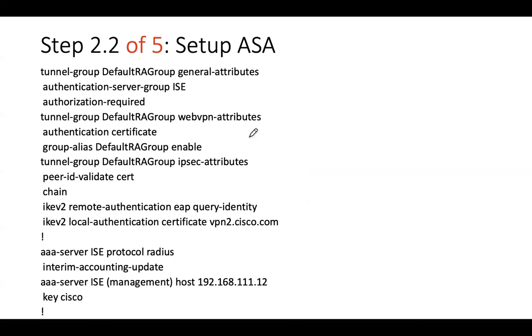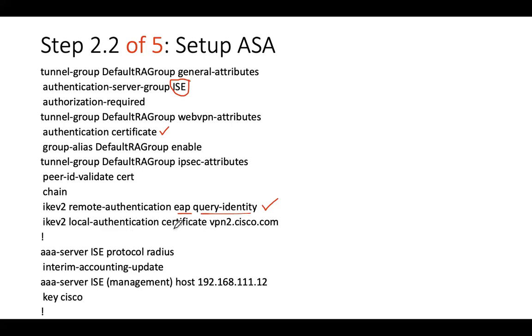Finally, just a tunnel group, right? Which says to authenticate using Cisco ISE. As I mentioned, ASA is not doing any authorization or accounting. It's not authenticating, nor is it authorizing. And we are saying it needs to be certificate based, although ASA is not authenticating anything. And we are saying that for IKEv2, the remote authentication should be using EAP-based authentication.